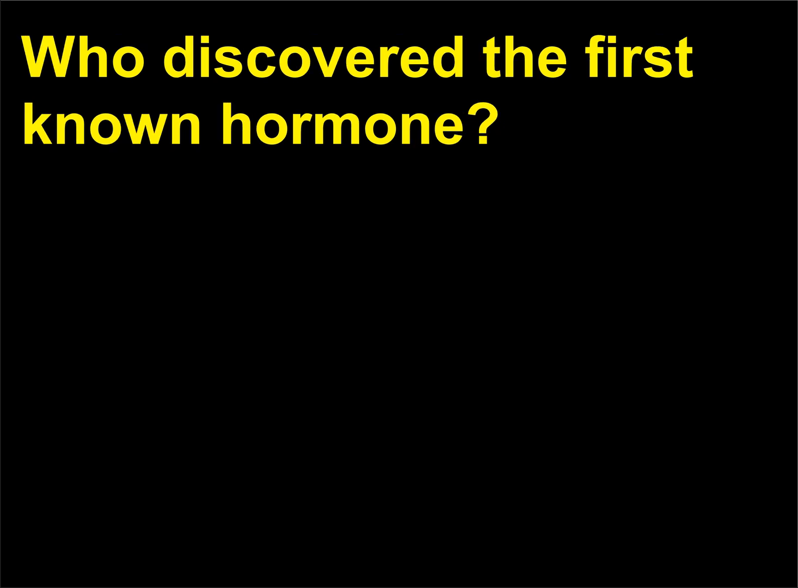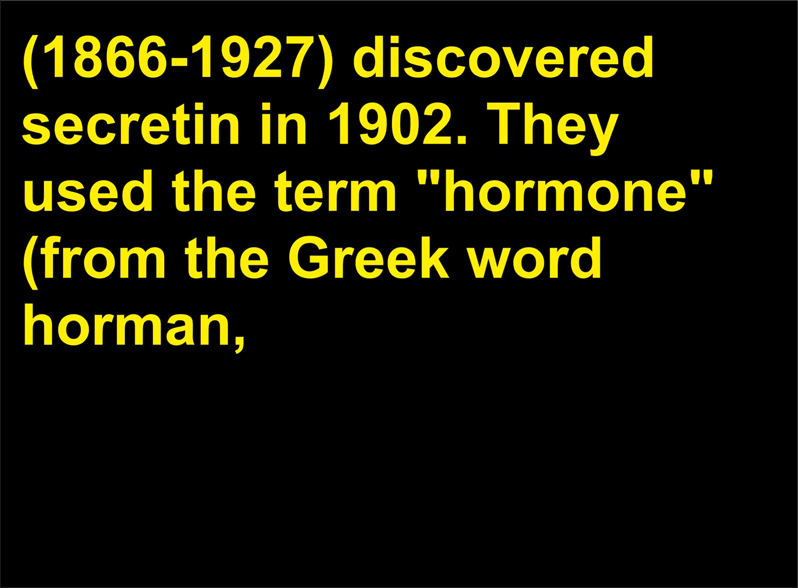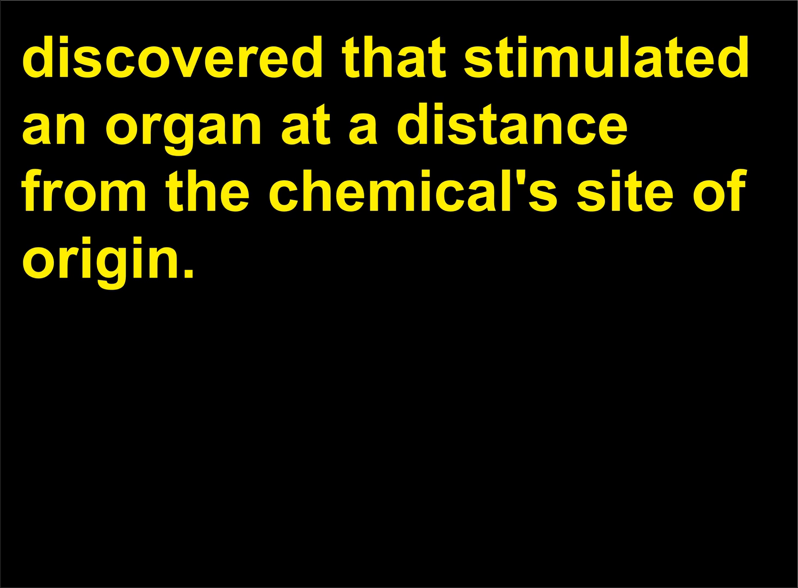Who discovered the first known hormone? The British physiologists William Bayliss, 1860 to 1924, and Ernest Starling, 1866 to 1927, discovered secretin in 1902. They used the term hormone, from the Greek word hormon, meaning to set in motion, to describe the chemical substance they had discovered that stimulated an organ at a distance from the chemical site of origin.